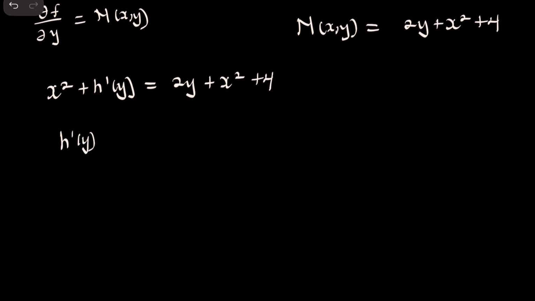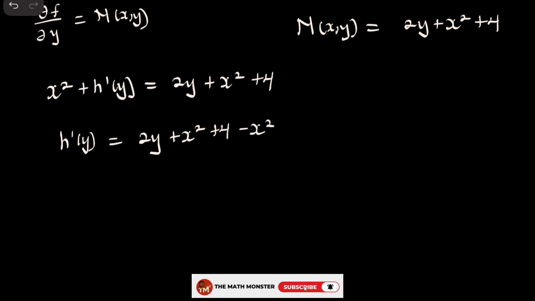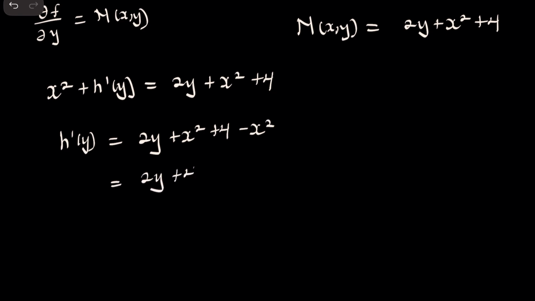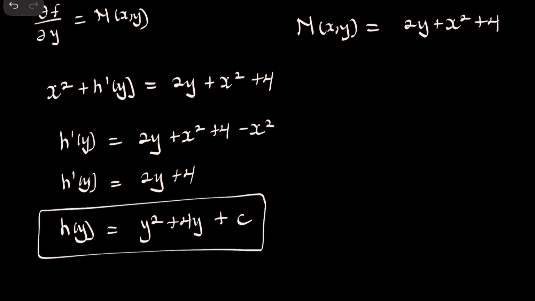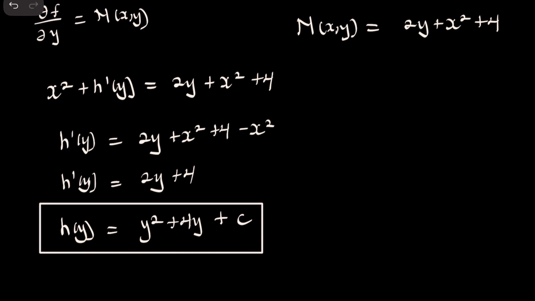Simplifying this, we are going to have h prime of y is equal to 2y plus x squared plus 4 minus x squared. And so this will be equal to 2y plus 4. So we have h prime of y giving us 2y plus 4. Our goal is to find h of y, so we have to integrate with respect to y. And so we are going to have y squared plus 4y plus a constant c. So we now have an expression for our function h of y.